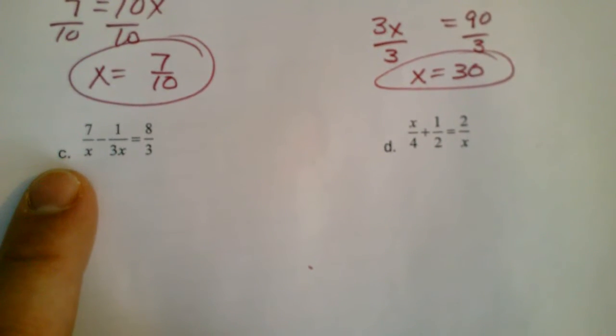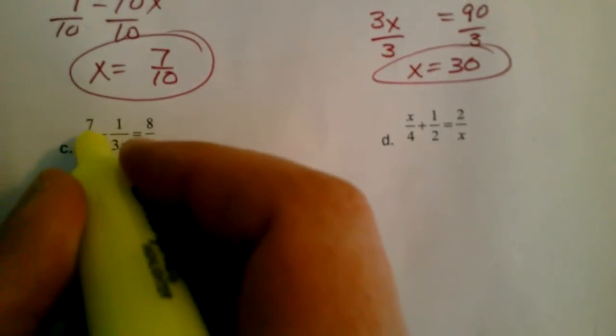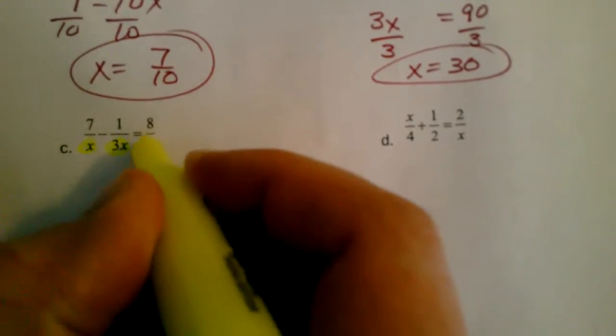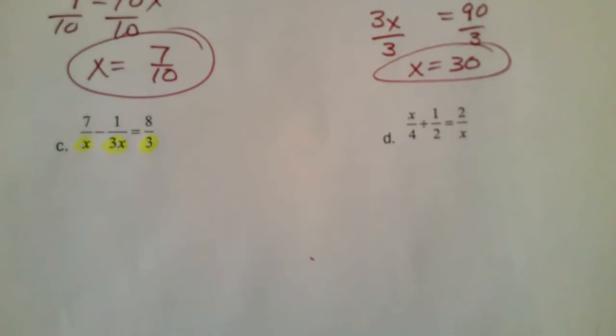All right, so we take a look at the next one. Oh my gosh, look at all these denominators. I've got x, I got 3x, and I got 3. So my goal is to make those denominators disappear. Okay, so I need the LCD.